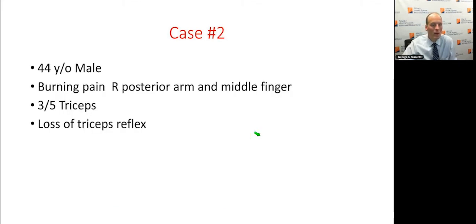Next patient is a 44-year-old gentleman who had burning pain to the right posterior aspect of the arm with numbness and tingling into the middle finger. His triceps is 3 out of 5. If you remember the chart before, middle finger C7, triceps C7. He's lost his triceps reflex.